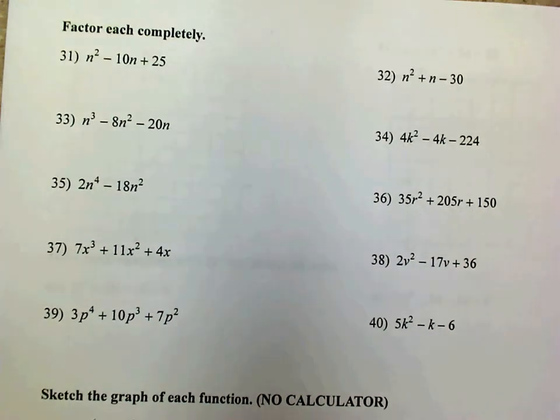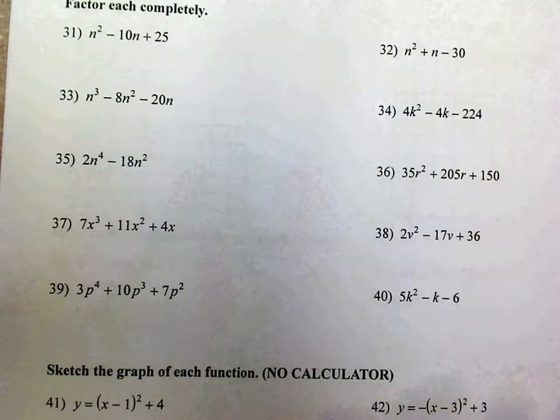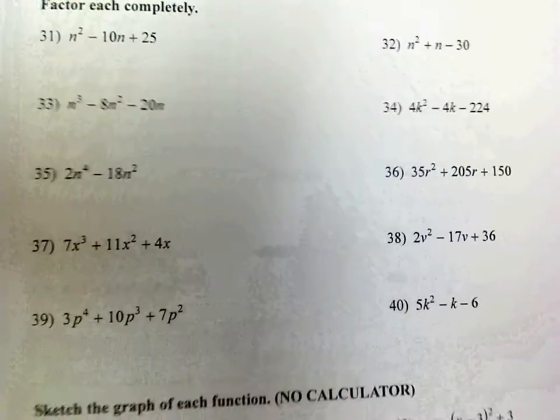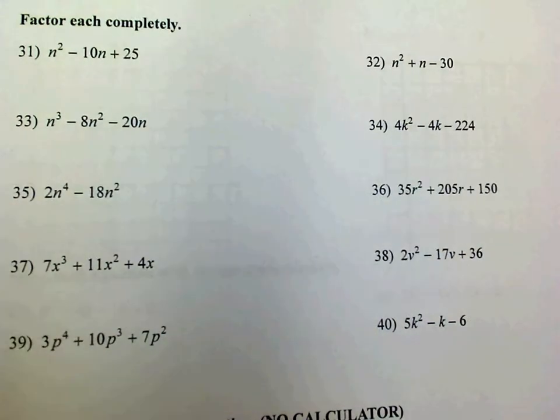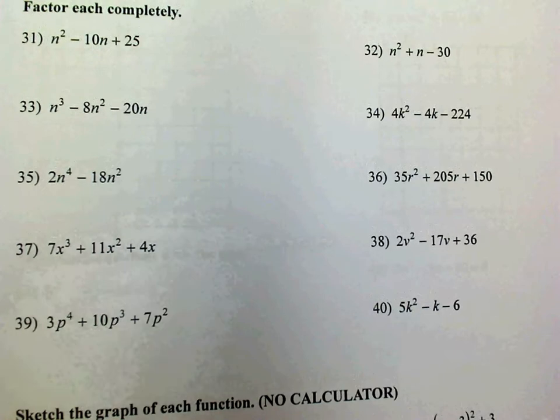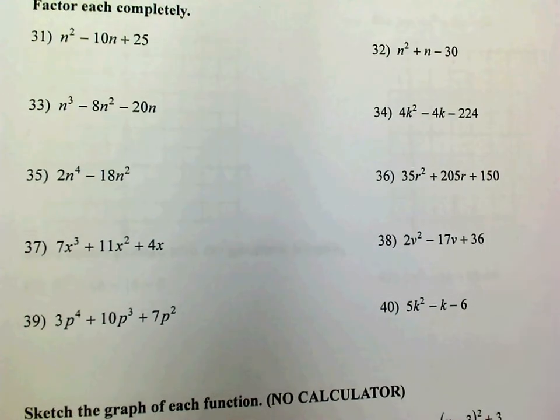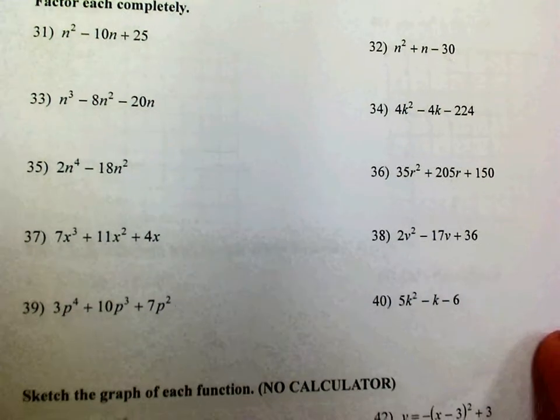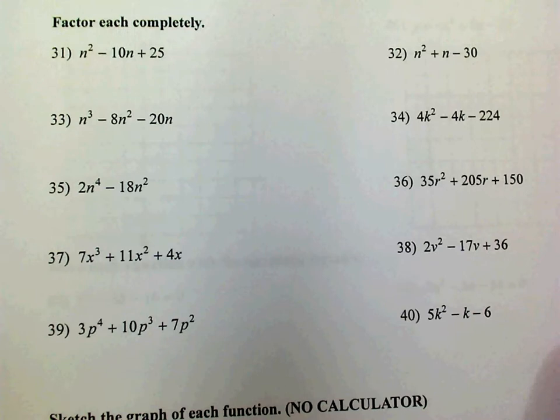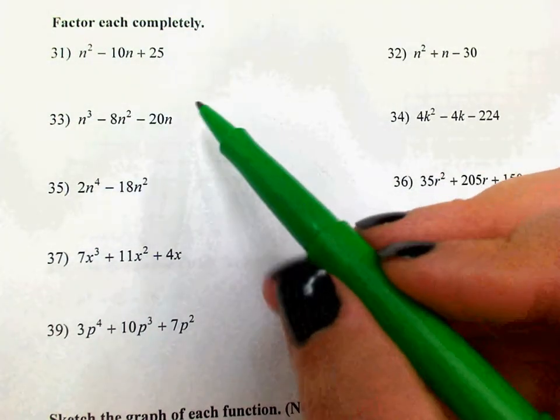Okay, on 31 through 40, we were supposed to factor. So, when we get to the point where it's a leading coefficient of 1, I'm going to show you a couple different ways, okay? Because depending on who your teacher was or what you remember, you might decide to do it a different way. Okay, so just the basics.